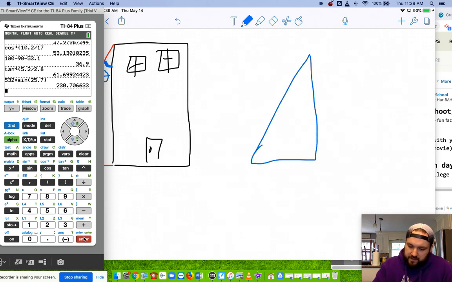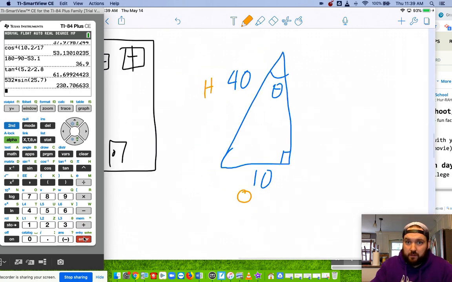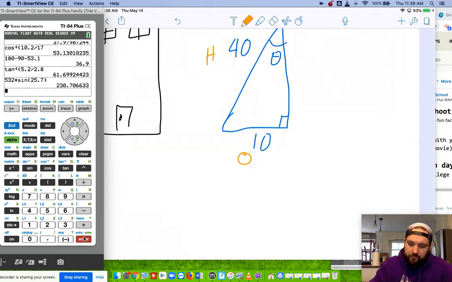This is not to scale. There's my right angle. This is what I'm trying to find, and my hypotenuse was 40. So if we go through and label this, I have the hypotenuse of 40, and theta up top means that the 10 is opposite. So again, I'm going to be dealing with sine in this problem.